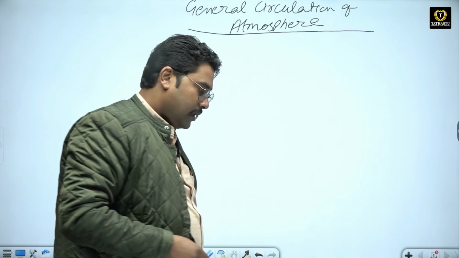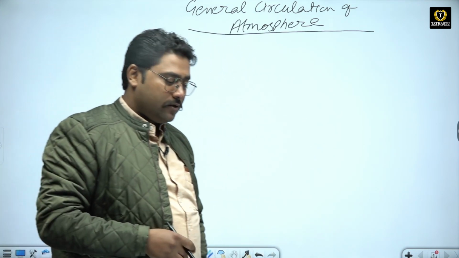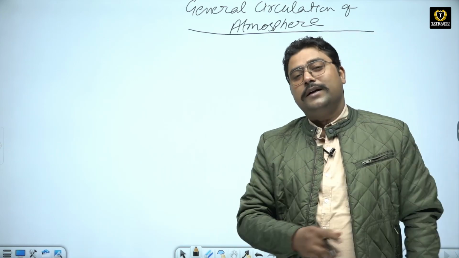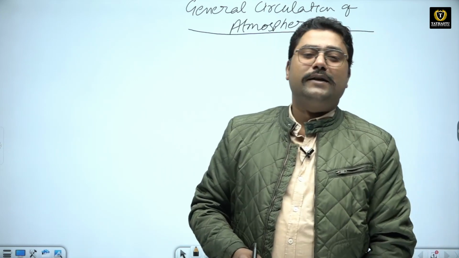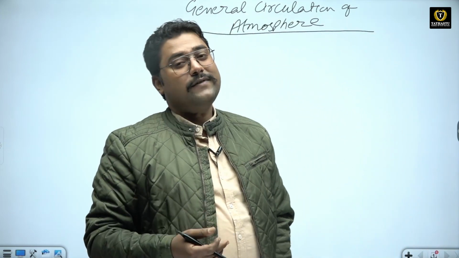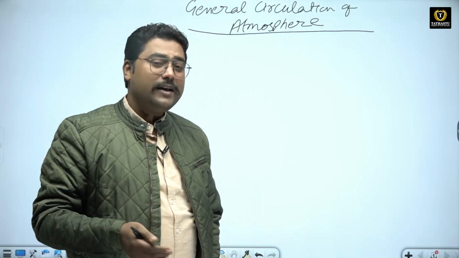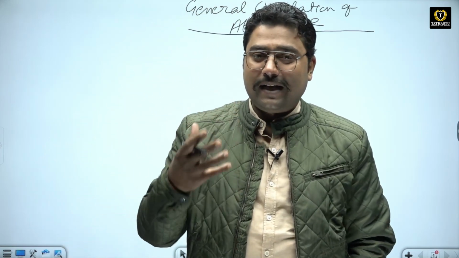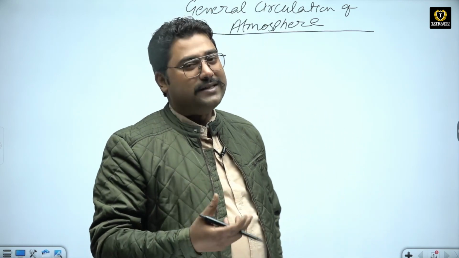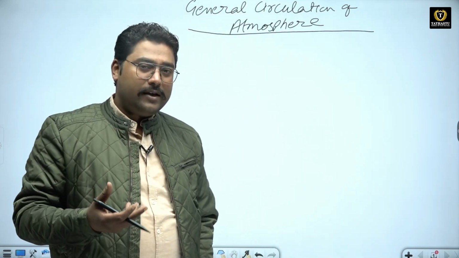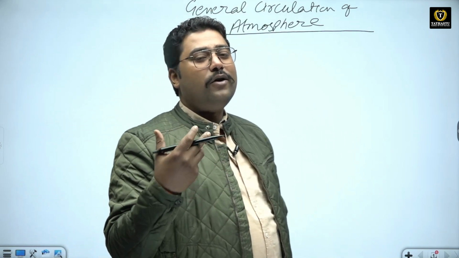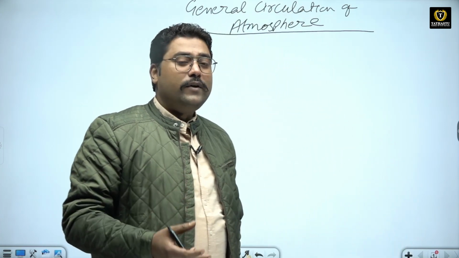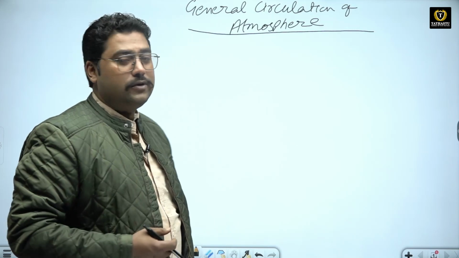Now, if we talk about the general circulation of the atmosphere, in previous sections we saw that our atmosphere has gases, then it is divided into different layers, and every layer has different characteristics, and they are affecting our day-to-day life directly or indirectly. Now after that we are going to see the circulation.